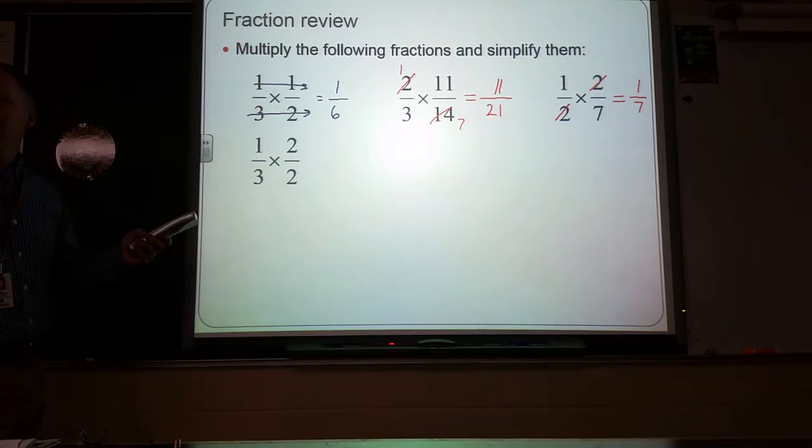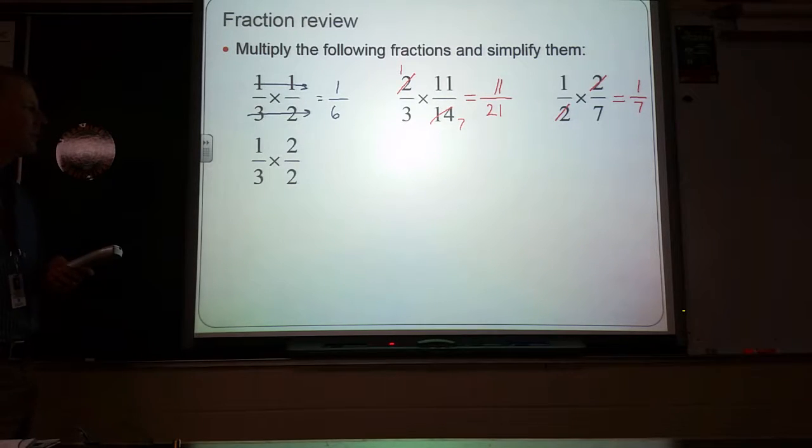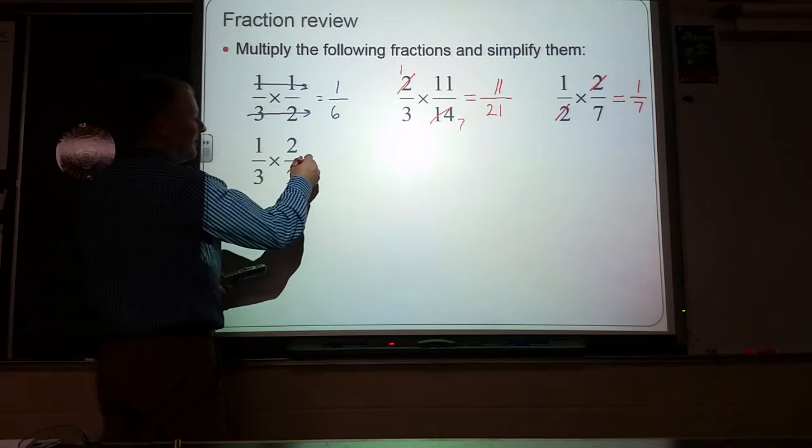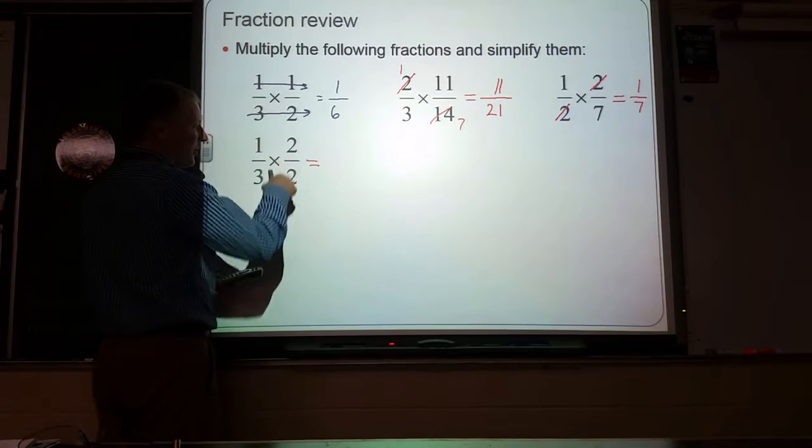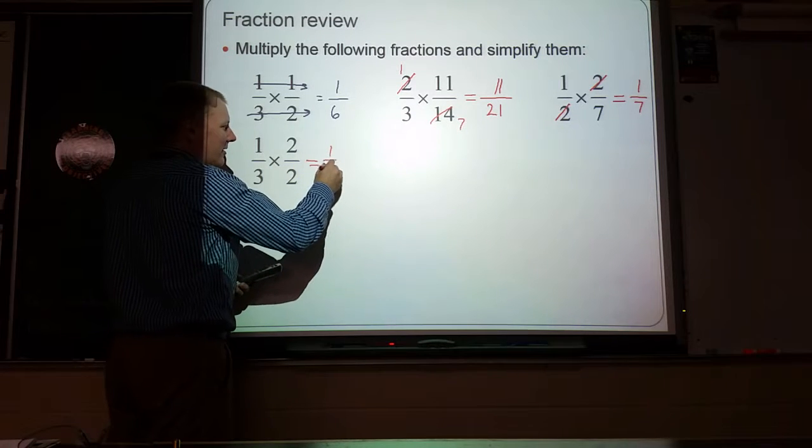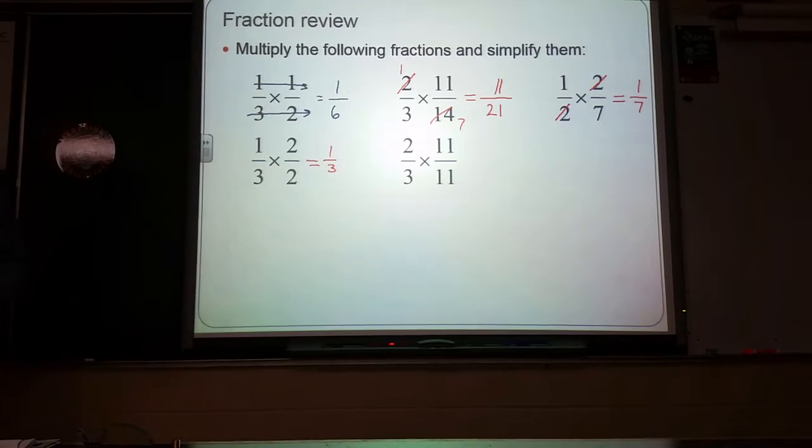What do we get when we multiply 1/3 by 2/2? What's 2/2? 1. What's 1 times anything? Same thing. It's just a different way to write 1, right? So I still get 1/3. What about 2/3 times 11/11?